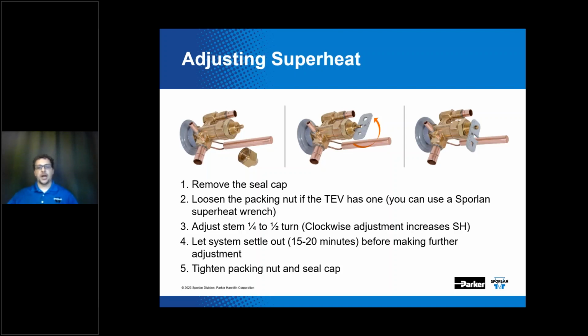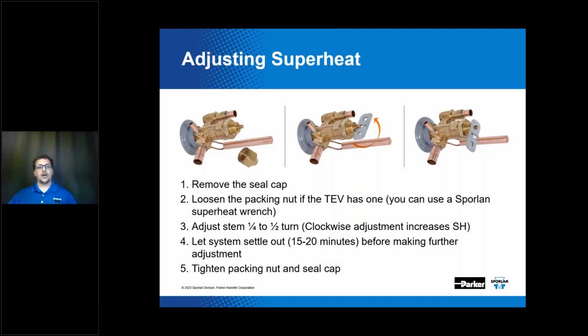So adjusting superheat now. Superheat can be adjusted on TEVs that have an adjustment assembly. First, you're going to remove the seal cap. Some valves that Sporlan makes do have a packing gland, and that would be the G valve, the S valve, and the O valve. The majority of TEVs we sell for refrigeration applications do not contain a packing gland. But for the ones that do, you can loosen that packing nut using a Sporlan superheat wrench shown in the middle picture there. Those wrenches are handed out readily to our Sporlan authorized wholesalers.